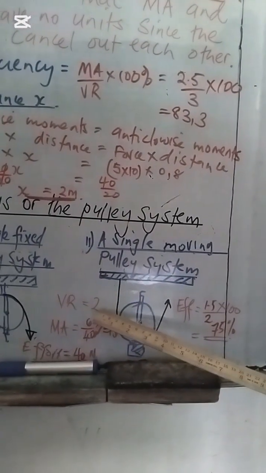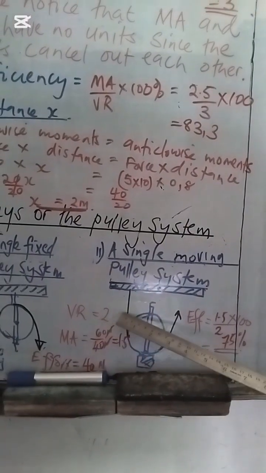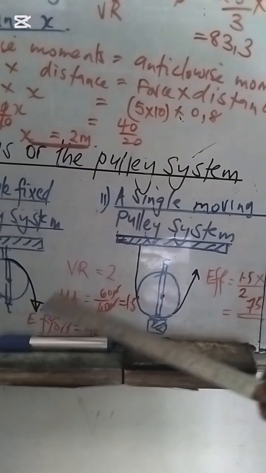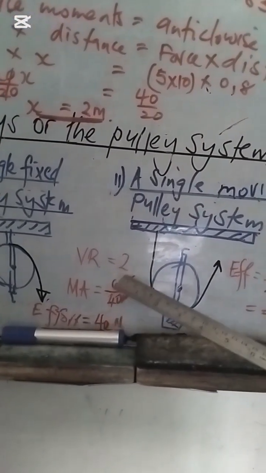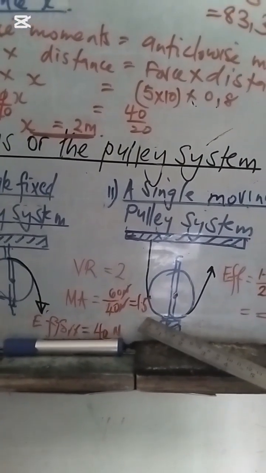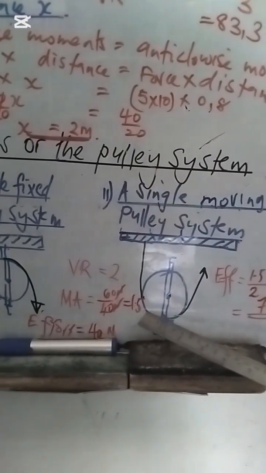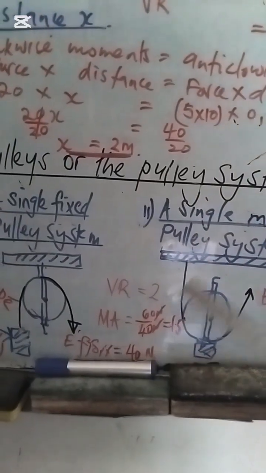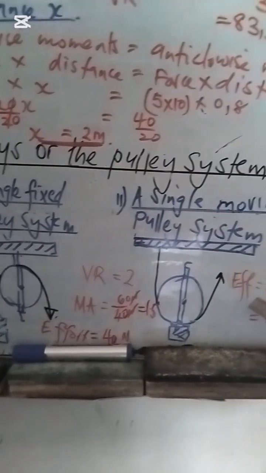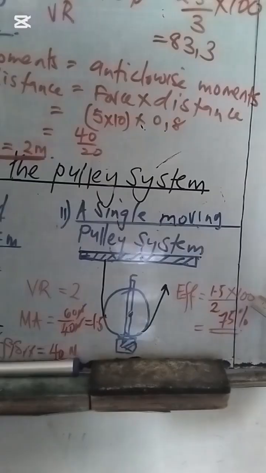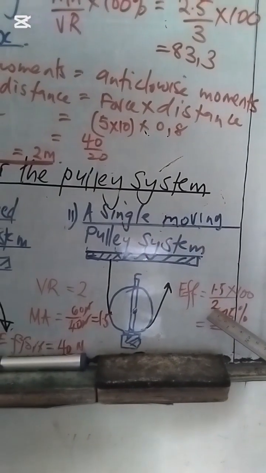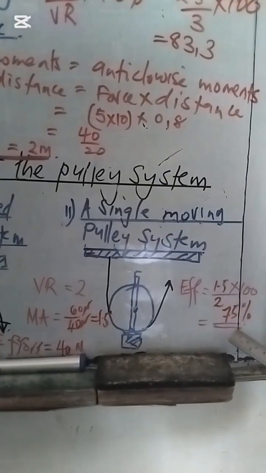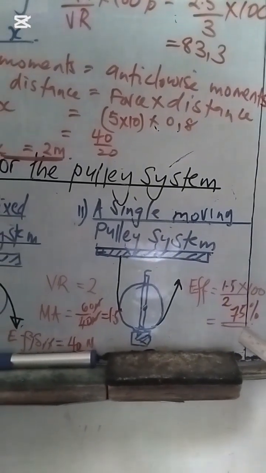Then VR for a single pulley system is automatically 2. Mechanical advantage: we have 60 newtons if you look on the diagram, then 40 newtons, we get 1.5. No units as usual. Then efficiency becomes 1.5 times 100 divided by 2. Remember the formula, MA over VR times 100, and you get 75% efficiency.